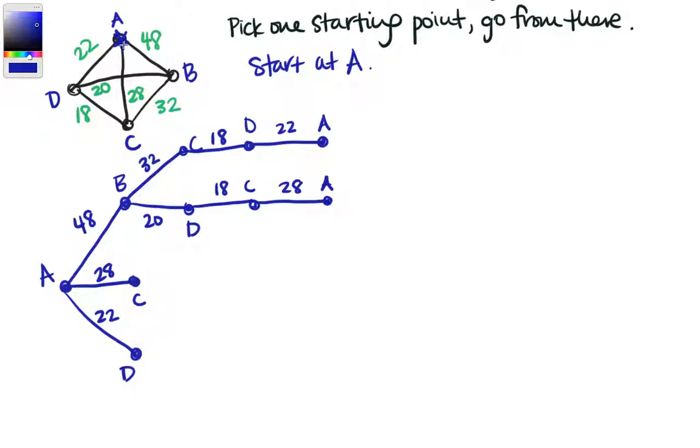Now we're going to do the same thing for each of these other branches. So if we start at A and go down to C, we've got 2 options. We can go up to B or over to D. So let's draw those 2 options.